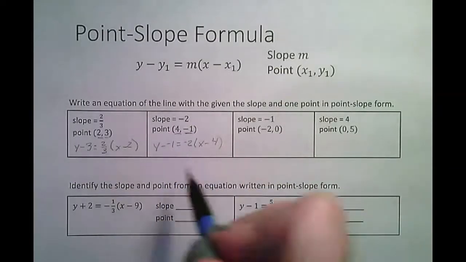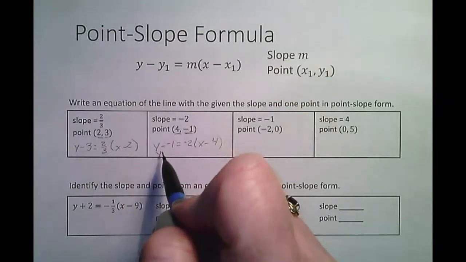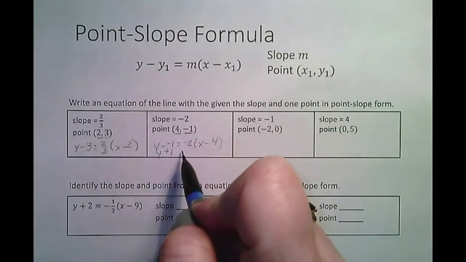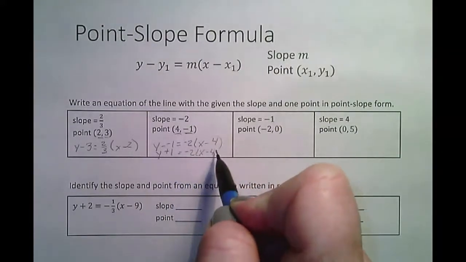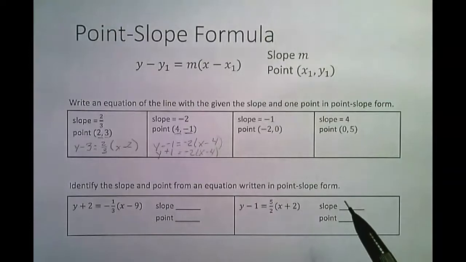Now if we want to clean this up and make it look neater, we would just say, well, this is actually y minus negative is plus 1, so y plus 1 equals -2 and then x minus 4. That's just to simplify it and make the problem look very clean.